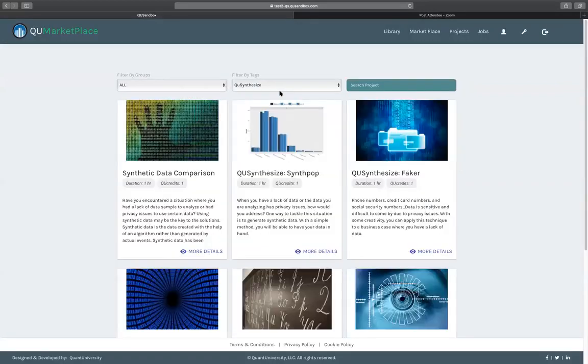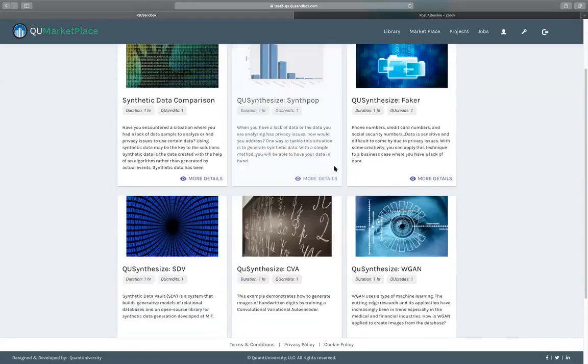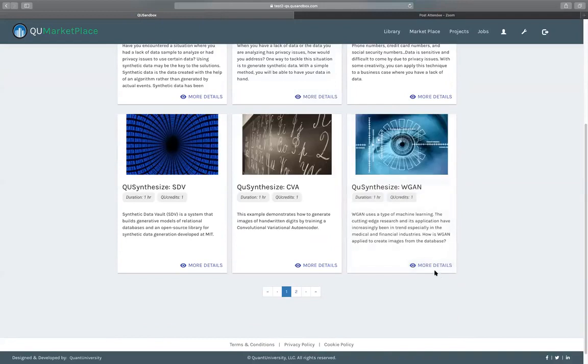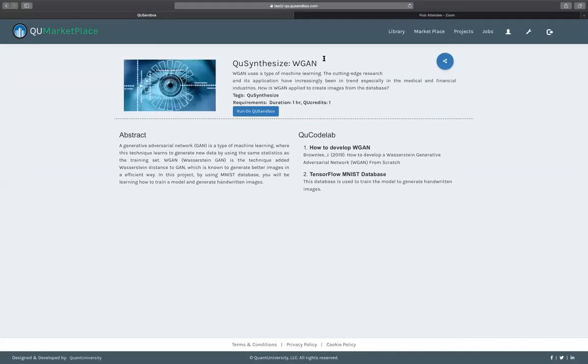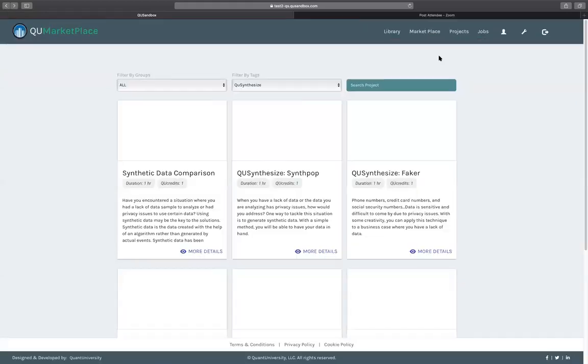So this is basically the training platform we use when we do our educational courses. This is the example I was kind of talking about. The Q synthesize. So this is the WGAN, which is using a generative adversarial network. It's what's called a Wasserstein GAN. We have used this particular architecture to build out our example.